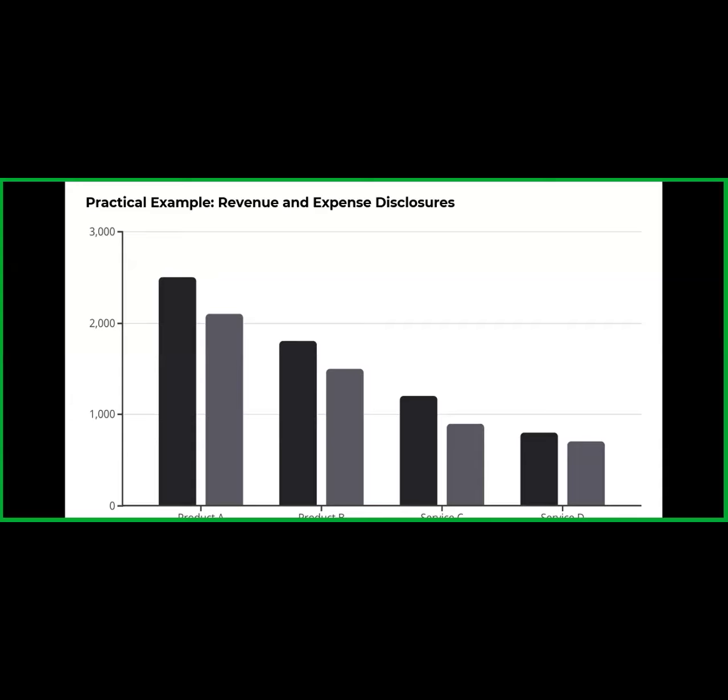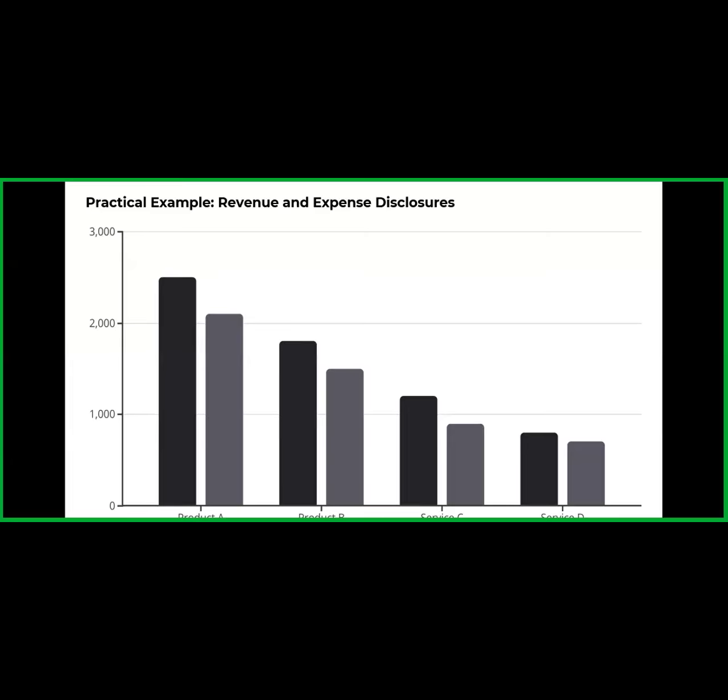We also do not know the expenses for each product if they put the summation of all the expenses together. So here they show the distinct revenues and distinct expenses for each and every product. Now I know product A is giving the highest revenue to the organization, product B the second highest, C the third highest, and the lowest is service D.